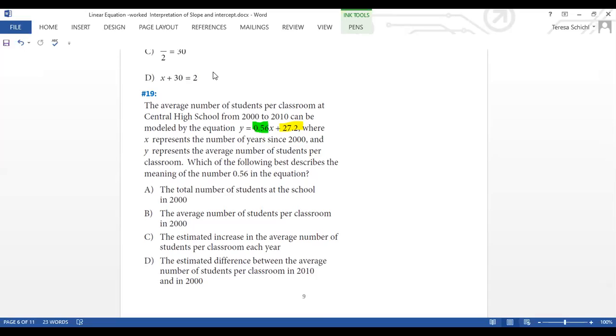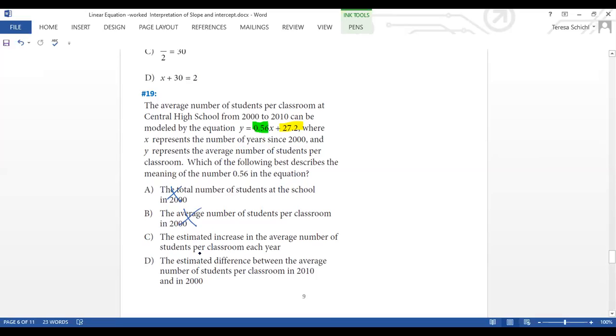All right, okay, so now let's take a look here. So the 0.56 is what? It's the number of students going to increase per year. So that means when x increases, y is going to increase. So let's see, is it the total number of students at the school? No, it's not the total, it's the rate of change. Is it the average number of students per classroom in 2000? Oh no, it's not, because y is the average number of students, right?